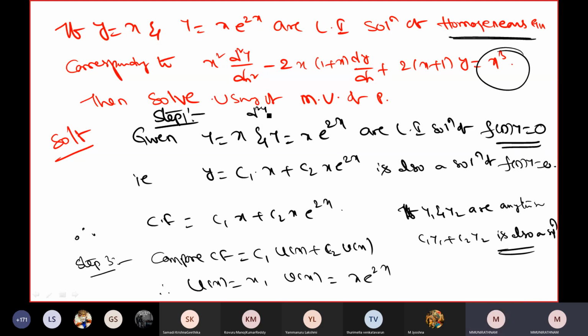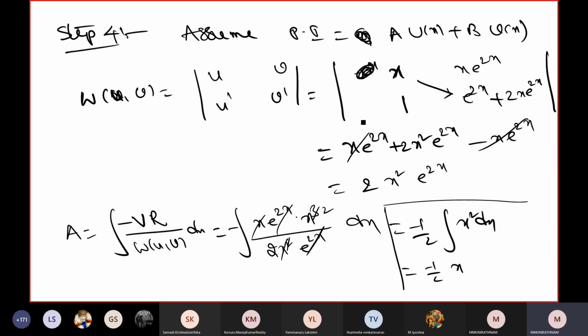d square y by dx square minus 2 (1 plus x) by x dy by dx plus (2 into x plus 1) by x square y equal to x. Okay, therefore R of x is x. I didn't mention Step 1, sorry. So R of x is x. Then all this goes away.